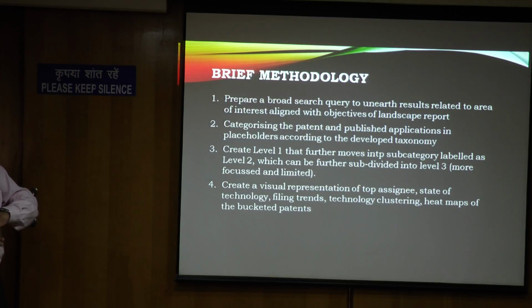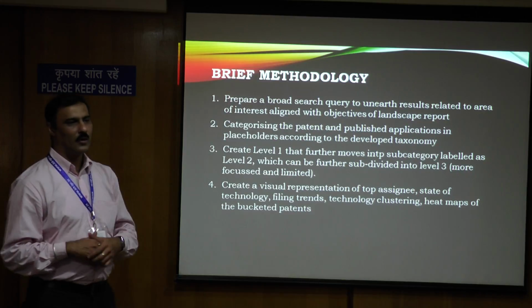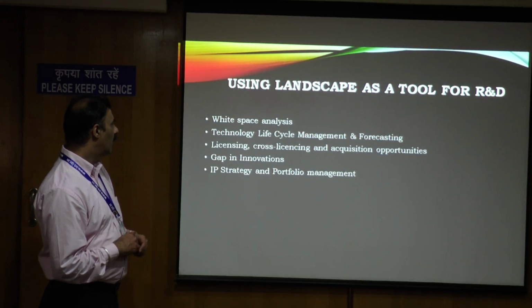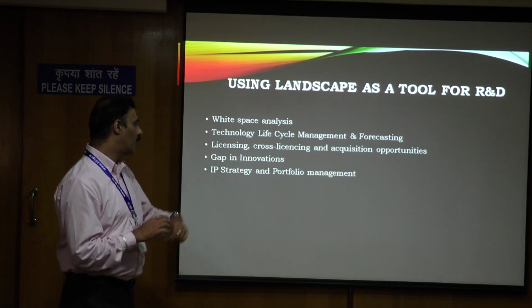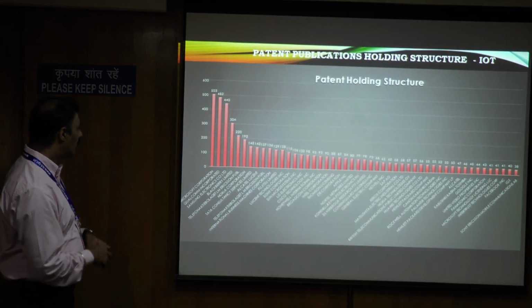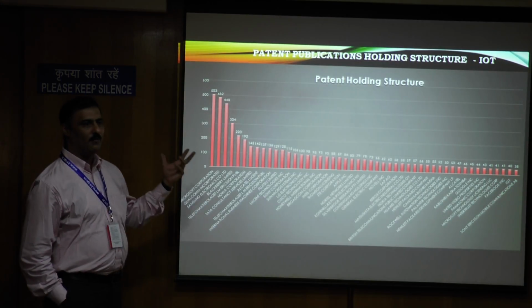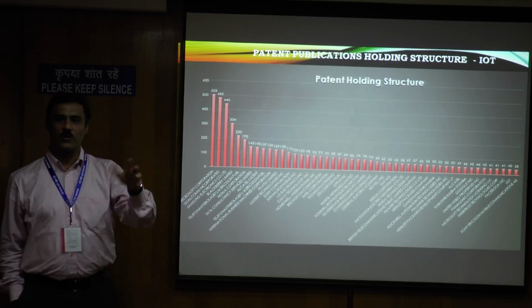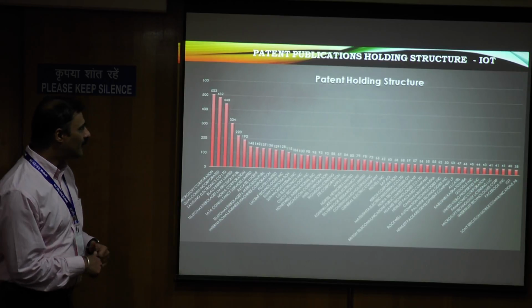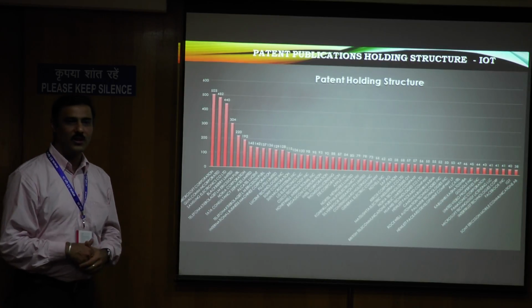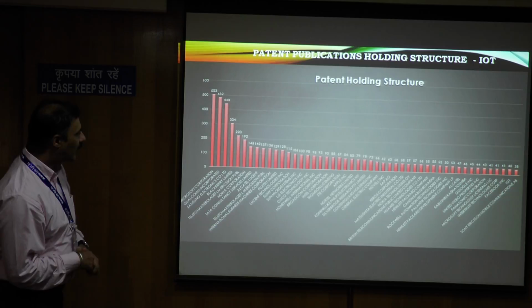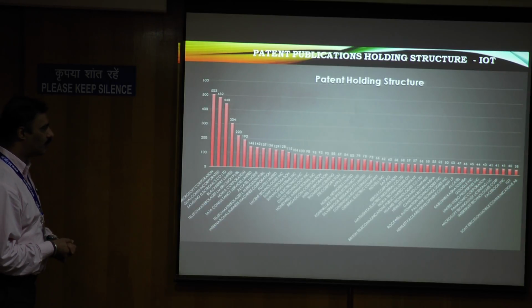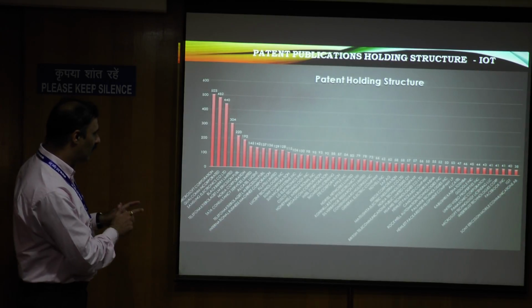And then create a visual representation, which I am going to show you, of top assignees. Let's move this forward. I have already taken a lot of time. So this is, for example, IoT, Internet of Things, which is most contemporary to this. This has been generated by an EPO tool called GPI, and it had around 12,000 patents. So I took up the top 20 or 50, something of that sort.